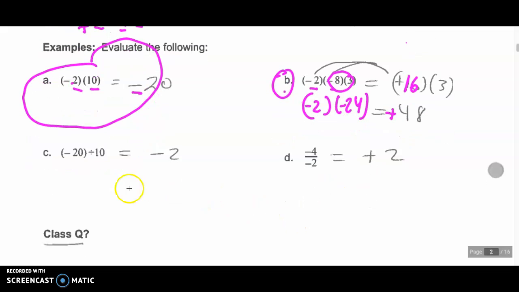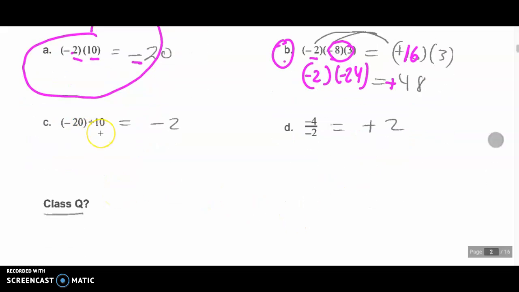Same with division. You get the number, and then you get the sign, or vice versa. You can do the sign first and say, I have a negative, I have a positive, so my answer is going to be negative. Okay, you can do that, and then 20 divided by 10 is 2. Division can also be represented as a fraction. So here I have -4 divided by -2, but we wrote it like this, -4 over -2. Same thing, two negatives make a positive. 4 divided by 2 is +2.